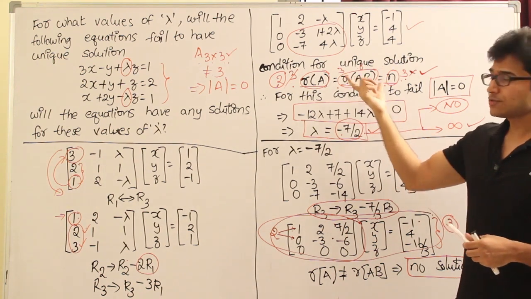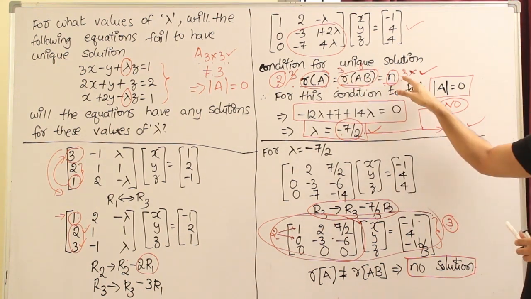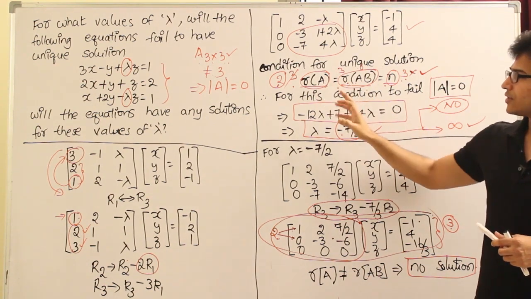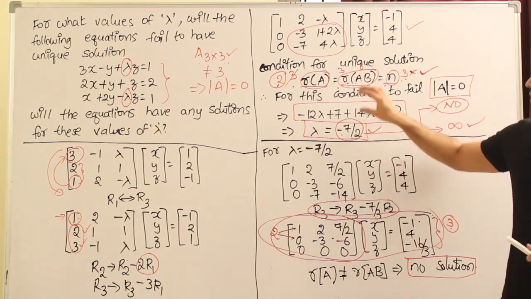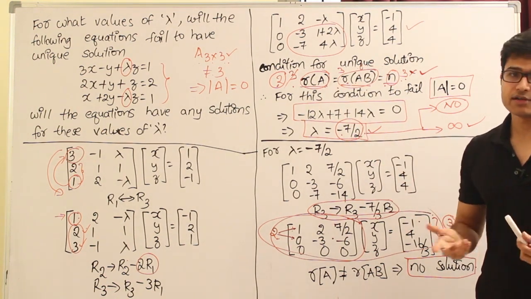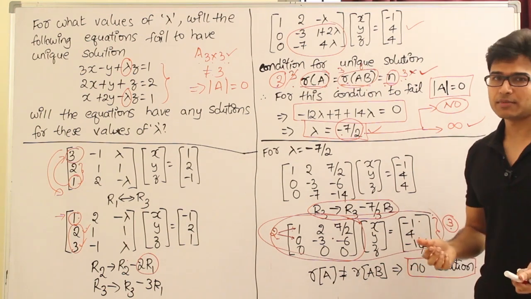If this condition has to fail, already n is 3, which is fixed. You have to make this one or this one not equal to 3. But then rank of AB is not in our hands. Rank of A is definitely in our hands because this is the part which is involving lambda.